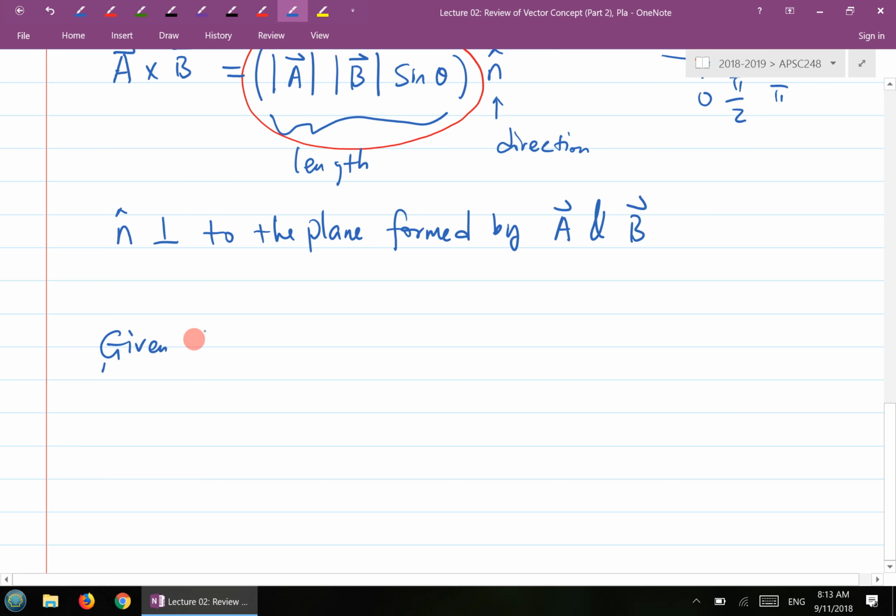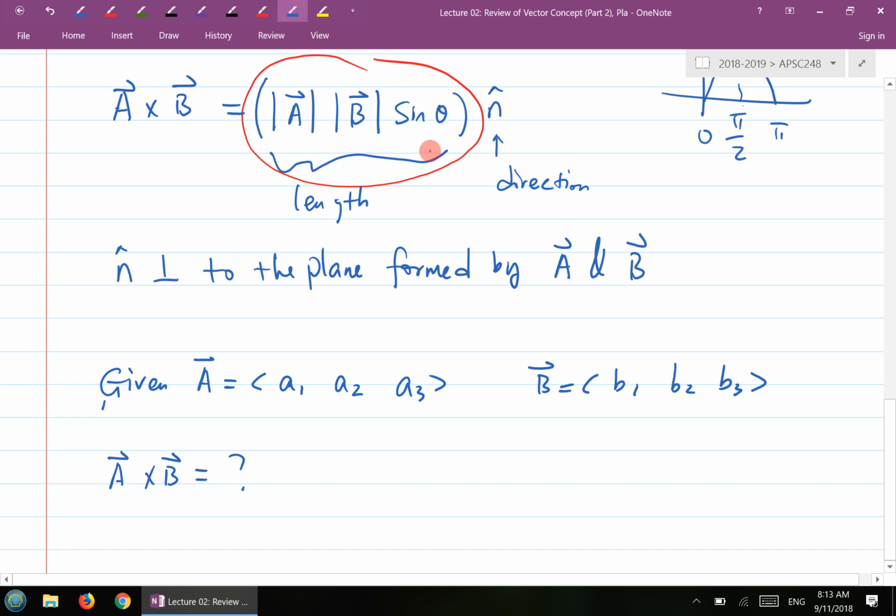Now, in terms of the actual calculation of the cross product, there's a different formula. Given, let's say, a 3D vector for example, my A vector is A1, A2, A3, and my B vector is B1, B2, B3. You have the specific vectors given, and you're required to calculate A cross B. In this case, using the earlier formula wouldn't be easy, because you can calculate the magnitudes of A and B easily, but we don't know theta. Theta is not given directly; you can calculate it, but it's not given.